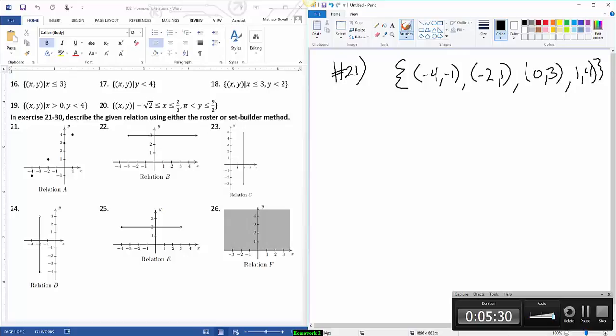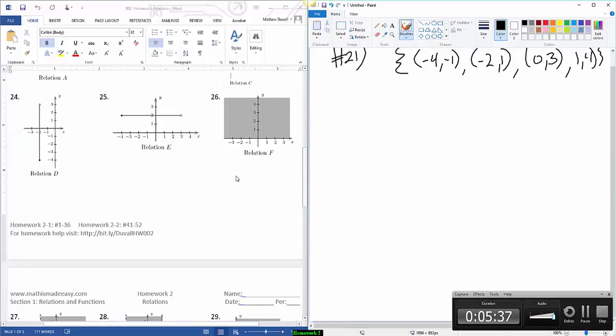And so that's my answer, and that is the roster method. I've listed every single thing. Let's try number 26. That one looks fun.